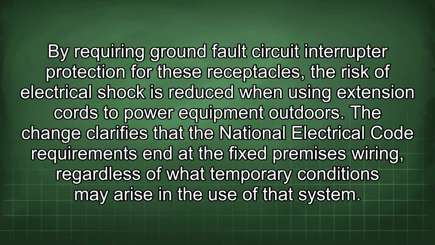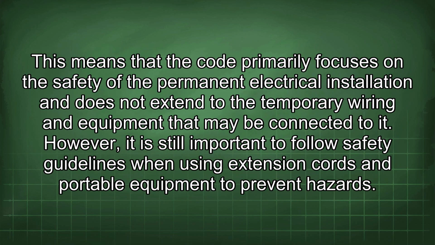The change clarifies that the National Electrical Code requirements end at the fixed premises wiring, regardless of what temporary conditions may arise in the use of that system. This means that the code primarily focuses on the safety of the permanent electrical installation and does not extend to the temporary wiring and equipment that may be connected to it. However, it is still important to follow safety guidelines when using extension cords and portable equipment to prevent hazards.